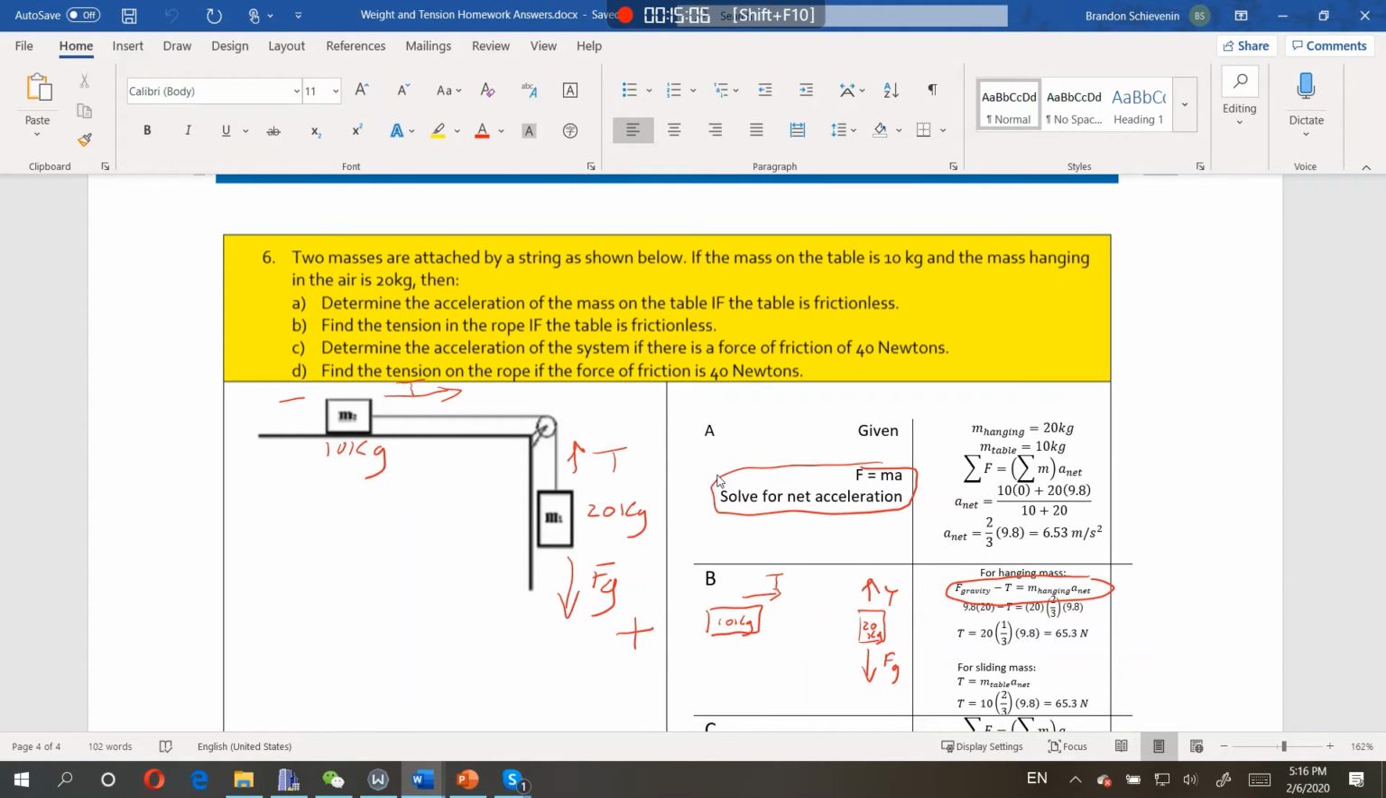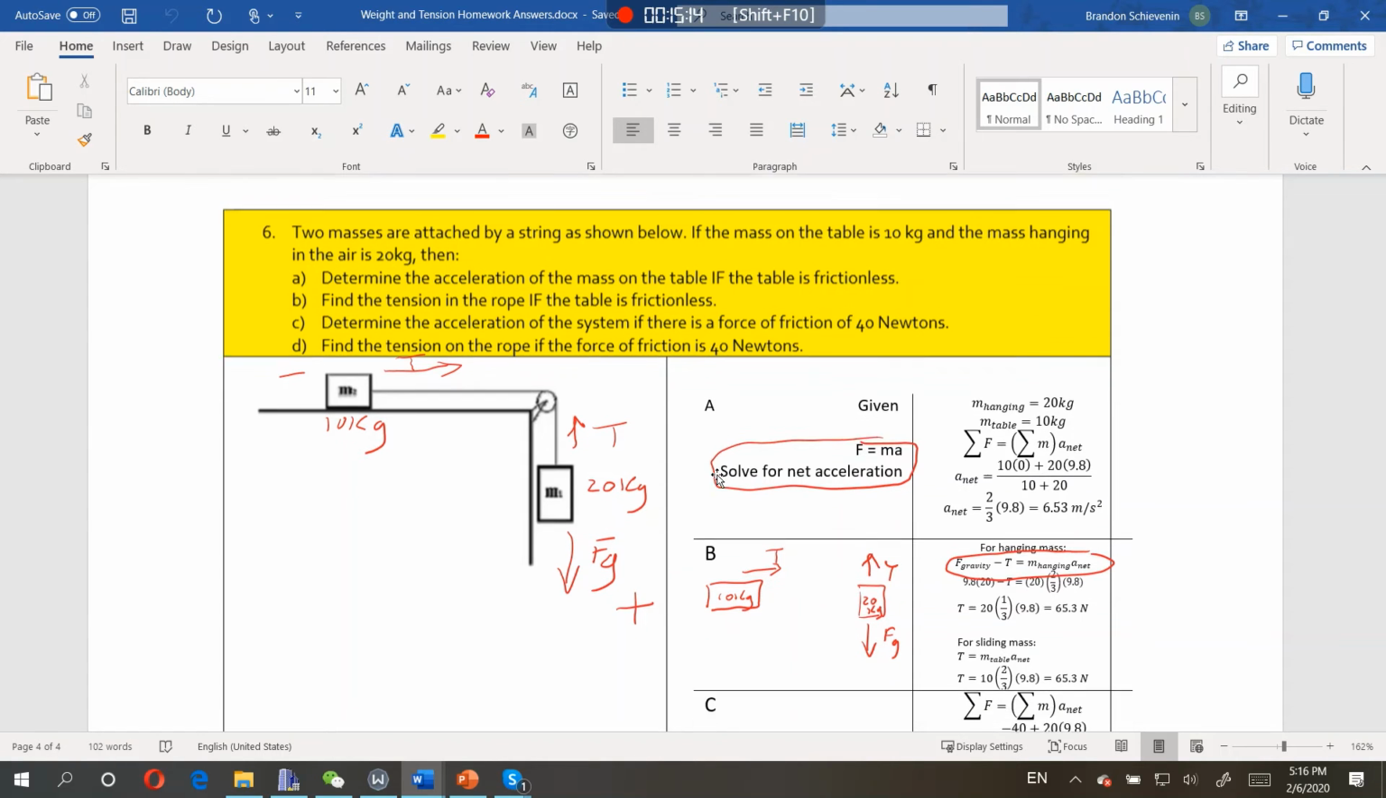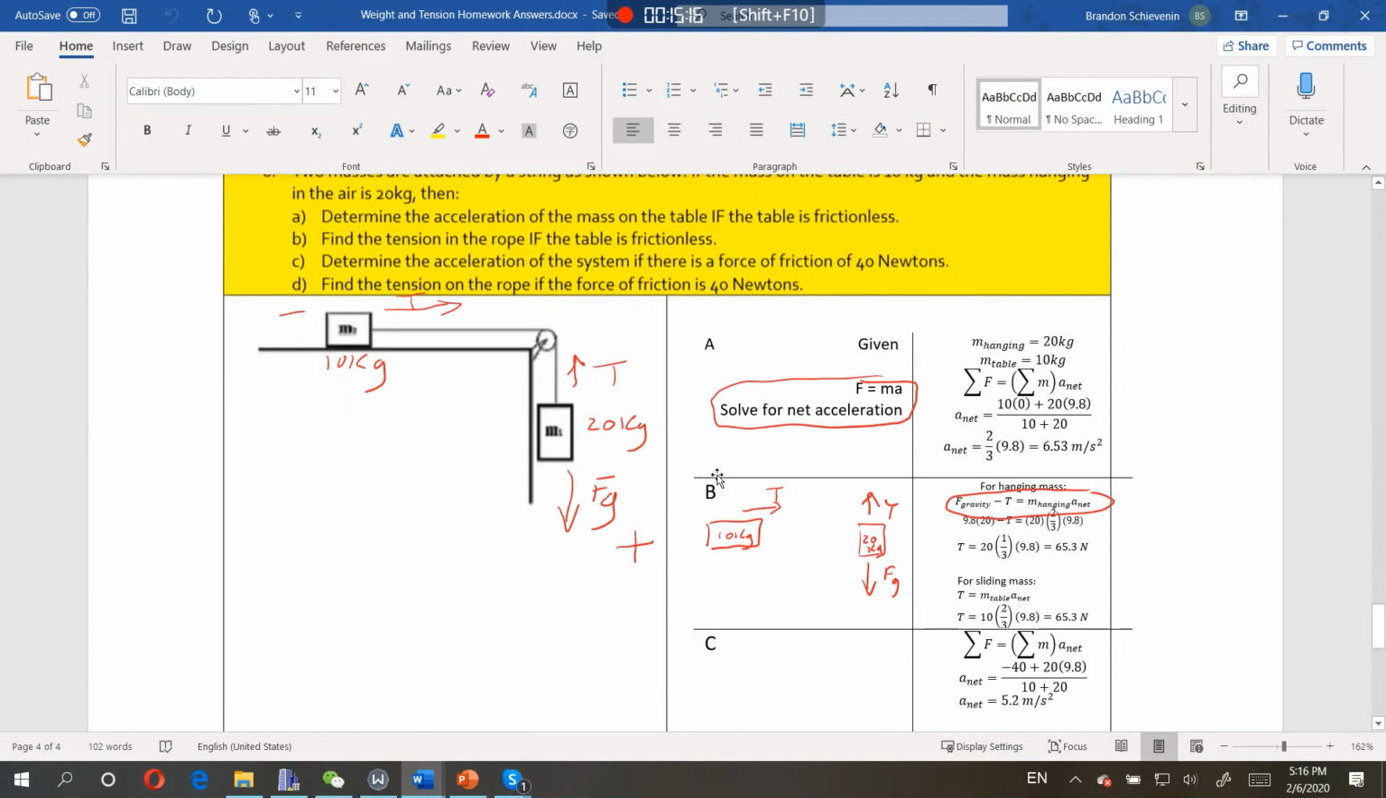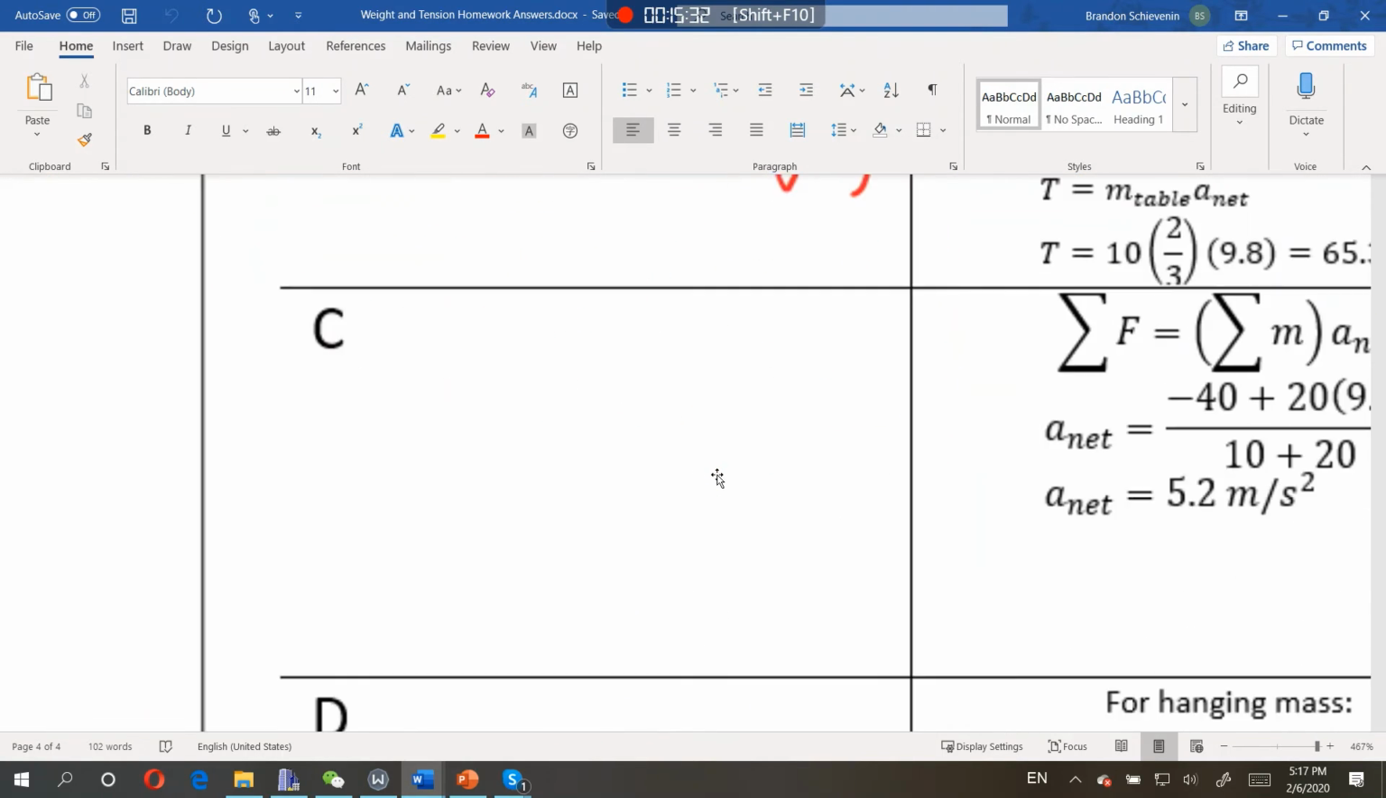Determine the acceleration of the system if there is a force of friction of 40 newtons, if our mass on the table is 10 kilograms and the mass hanging is 20 kilograms. So once again, I'm going to set my force equals mass times acceleration formula up. This is my net force. This is everything that's acting on the object, and I've got two objects, my net masses, and my net acceleration. Okay, so I'm going to resolve for acceleration first.